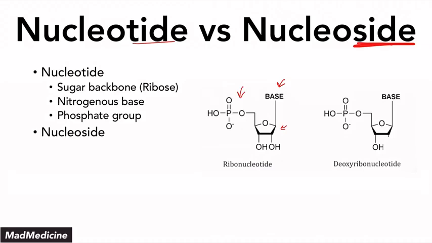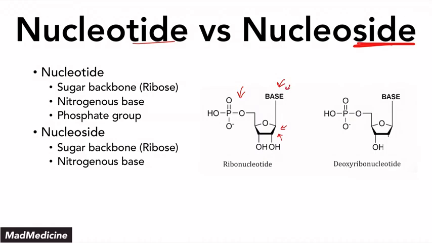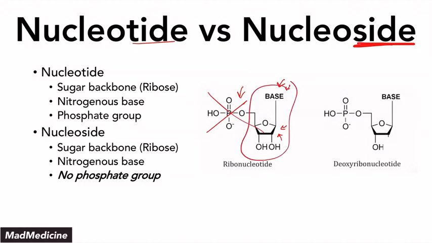In a nucleoside, you're going to have a sugar backbone, which is the ribose backbone. You are going to have a nitrogenous base, but you are not going to have a phosphate group. So if you have just this structure right here, you are looking at a nucleoside. When you put a phosphate group on the side of a nucleoside, you get a nucleotide. That's how I remembered it. It's really stupid, but sometimes it works for some people. Hopefully it works for you.